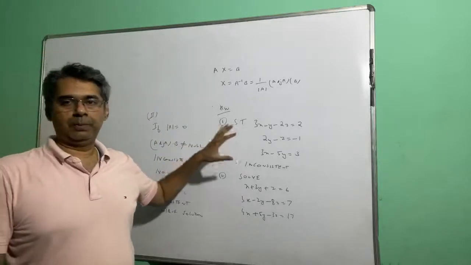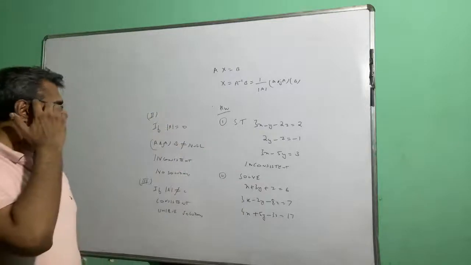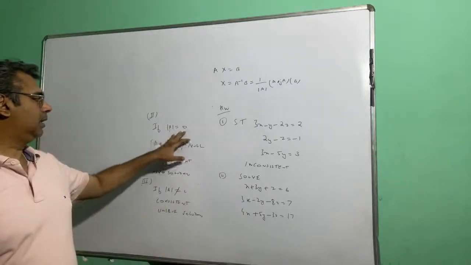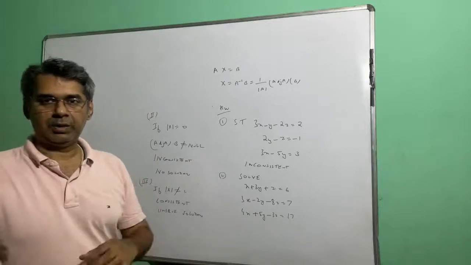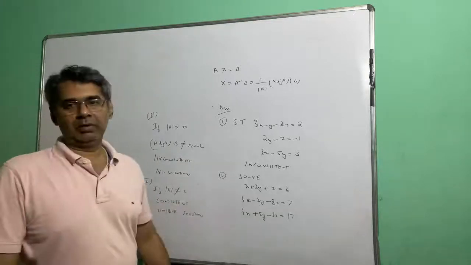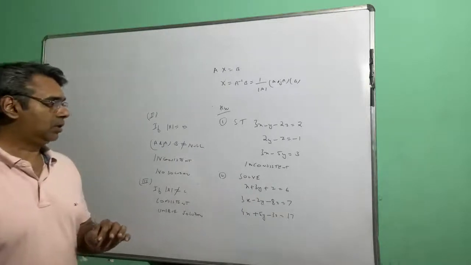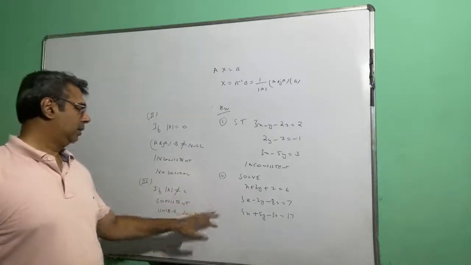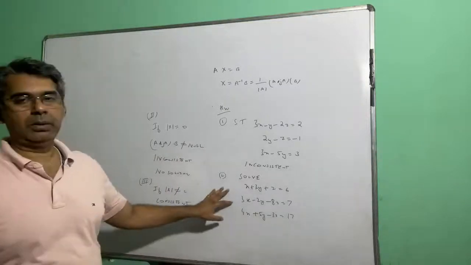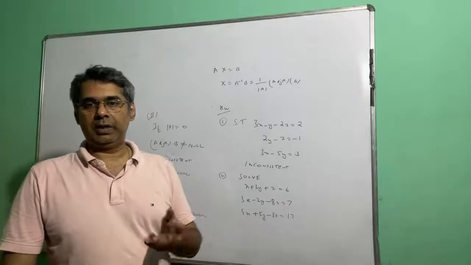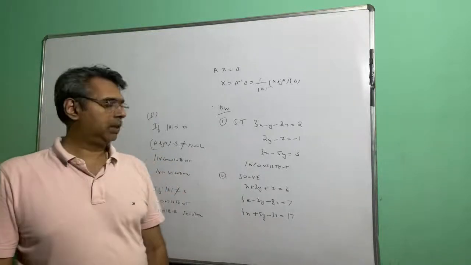In the first homework question you have to prove that these three equations are inconsistent. That means you just have to prove that determinant A is 0 and adjoint A into B is not equal to null. And in the second question, while you are solving it, you just check that if determinant is 0 and adjoint A into B is null, that means it is consistent with infinite solutions.